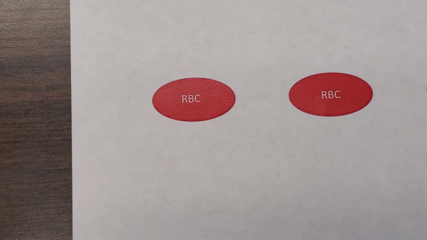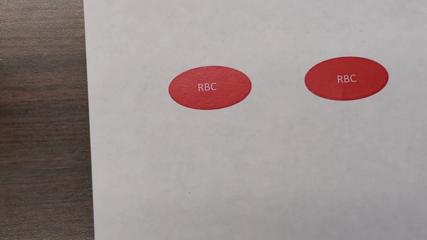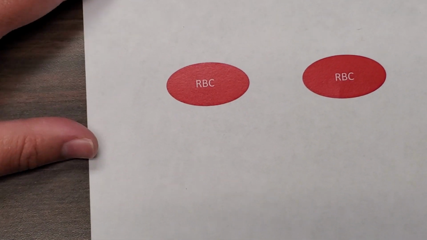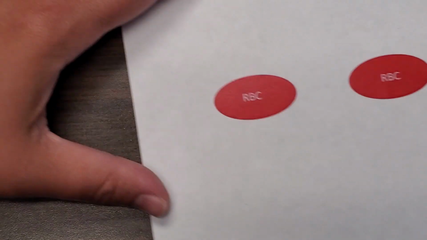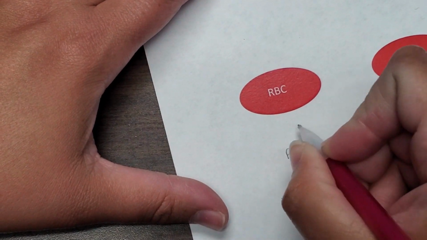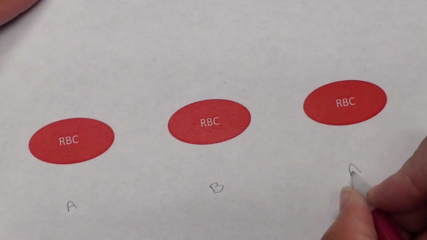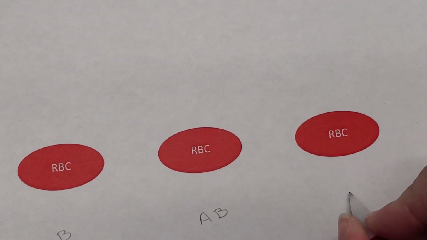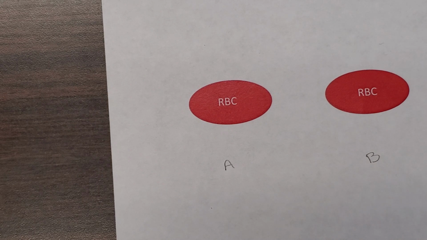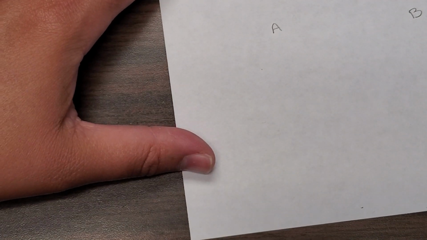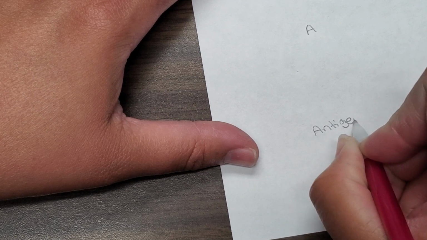All right, so before we get into the actual blood typing, I want to talk about blood types in general. We have 4 different blood types. We have A, which I'm going to write down here on this first red blood cell. We have blood type B, blood type AB, and blood type O. So what determines our blood types? That is actually based on antigens that are found on the surface of the red blood cells, okay?